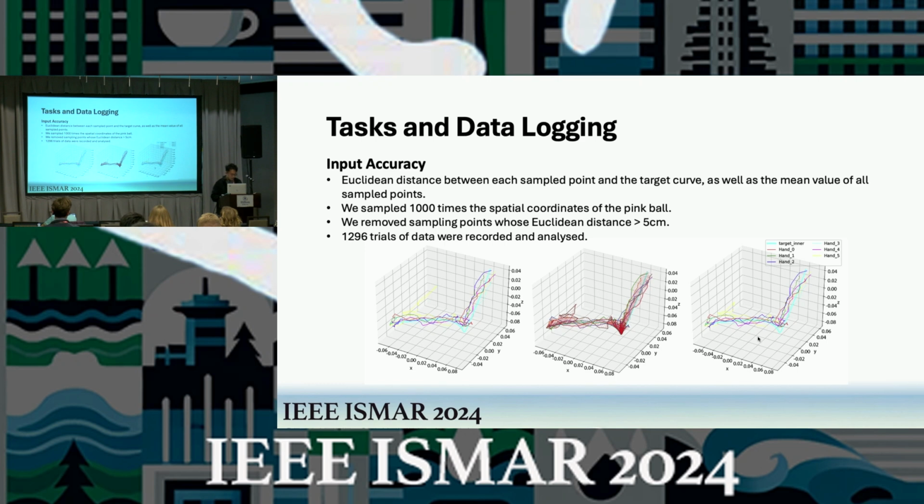Now let's look at the data logging. For accuracy, we densely sample the spatial coordinates of the tips of the input tools and calculate the equivalent distance between each sample point and the target curve. We also remove the points that are too far away from the target curve, caused by technical glitches, to maintain the readability of the data. This figure shows how we filter the data. A total of 1,296 trials of data were recorded and analyzed.